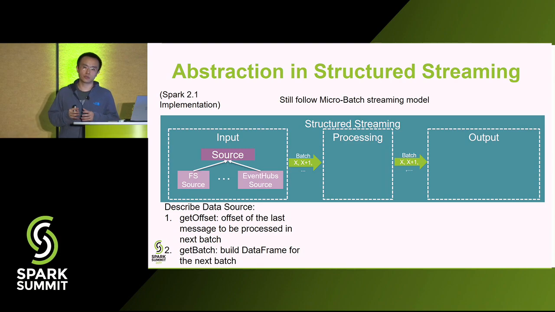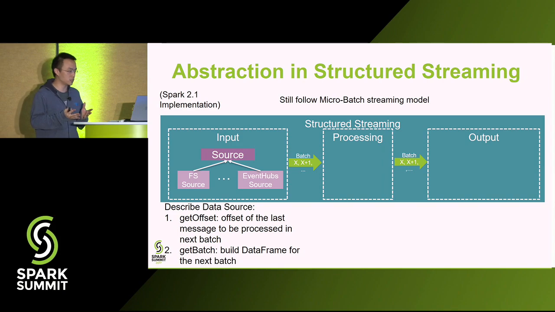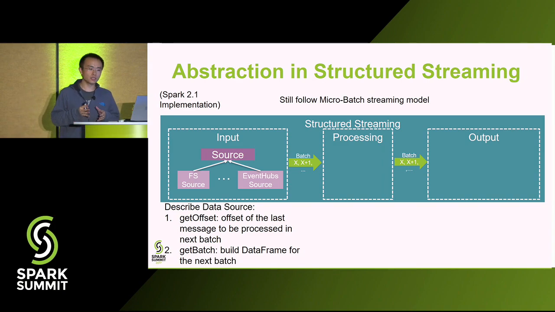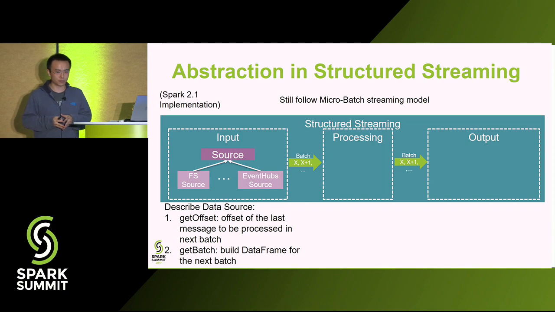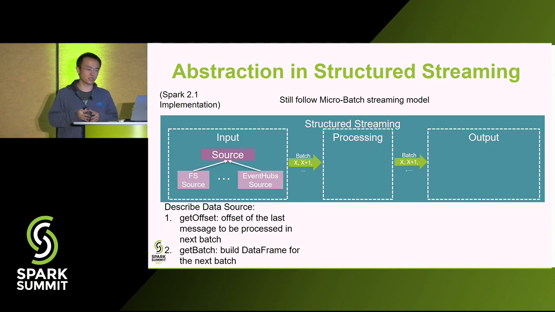On the input side, structured streaming provides a trait called Source. This is for the developer of the connector to describe their real-time data sources. Specifically, when you want to connect structured streaming with your real-time data source, you have to implement two APIs. First is getOffset. This API returns the last offset of the message in the ongoing batch. And the second API is getBatch. This API just builds the DataFrame for the ongoing batch.